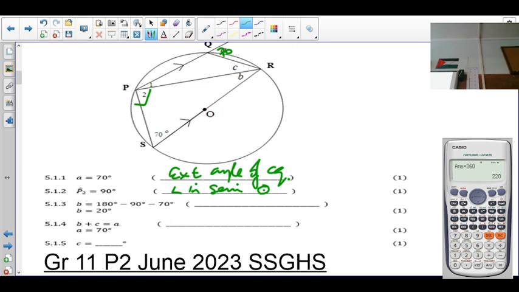Right. B is equal to 21. Sum of angles in this triangle. Then angle B plus C is equal to angle A. Why? Alternate angles, with PQ being parallel to SR. The last one, angle C is equal to 50. Why? No reason, midpoint.